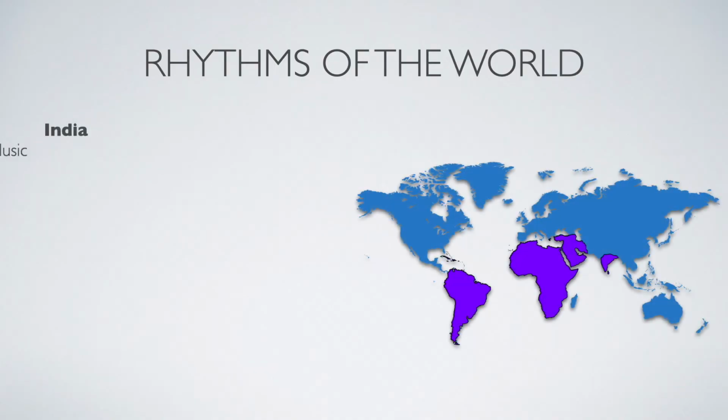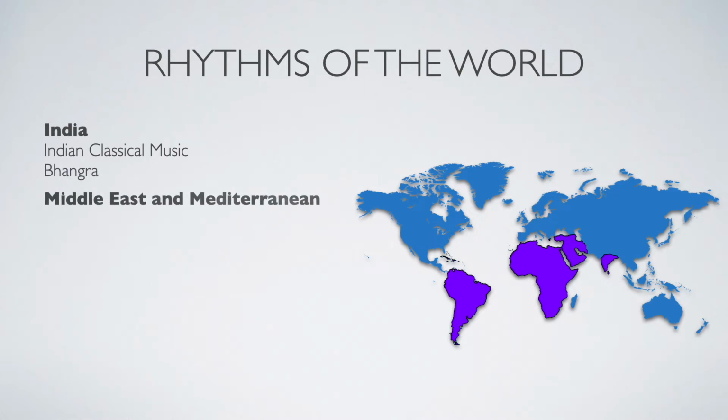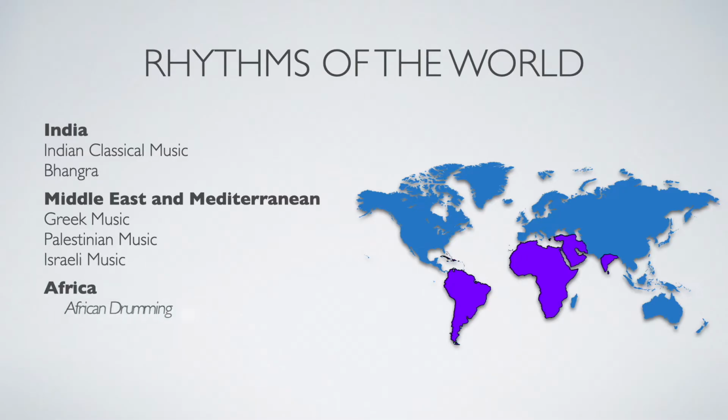For instance, in India, we will look at Indian classical music and Bhangra. From the Middle East and Mediterranean, we will look at Greek music, Palestinian music, and Israeli music. From Africa, we will look at African drumming. And then from South America, we will look at samba music and calypso.